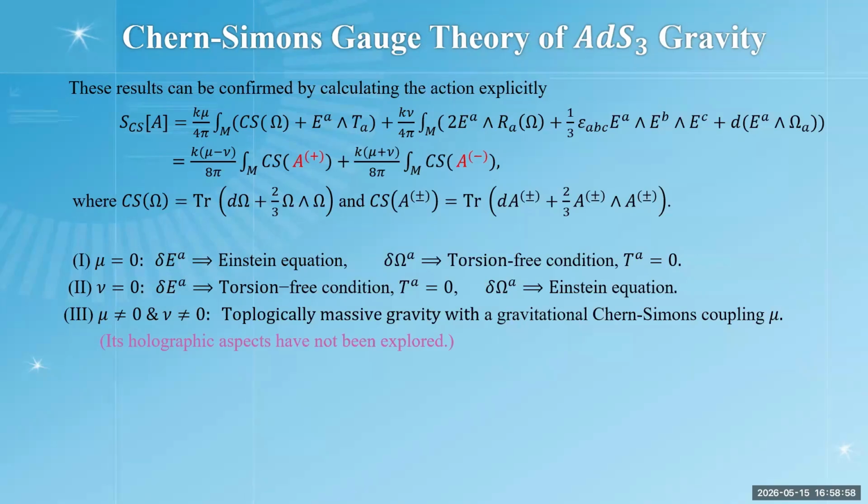Do we set mu and nu as integers? No, actually, this level is quantized. Then there is a constraint. Actually, if you just impose the quantization condition, then mu and nu may be integers.